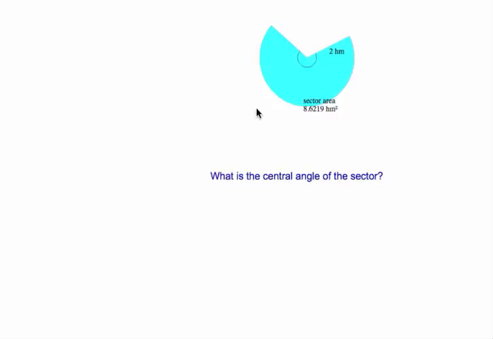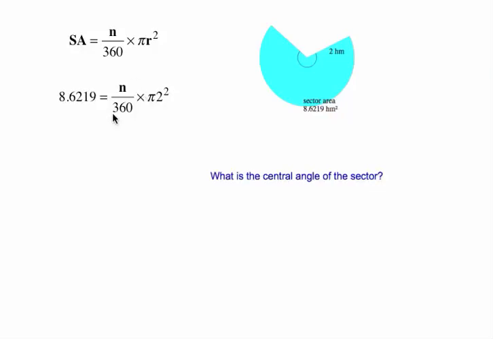All right, so let's do the calculations. Because we're given the sector area, I'm going to use the sector area formula. So sector area is central angle over 360 times the area of the circle, right? It's a fraction of the area of the circle. And we know the radius and we know the sector area, so I'm going to replace sector area with the sector area and the radius with 2. So I have pi times 2 squared divided by 360.